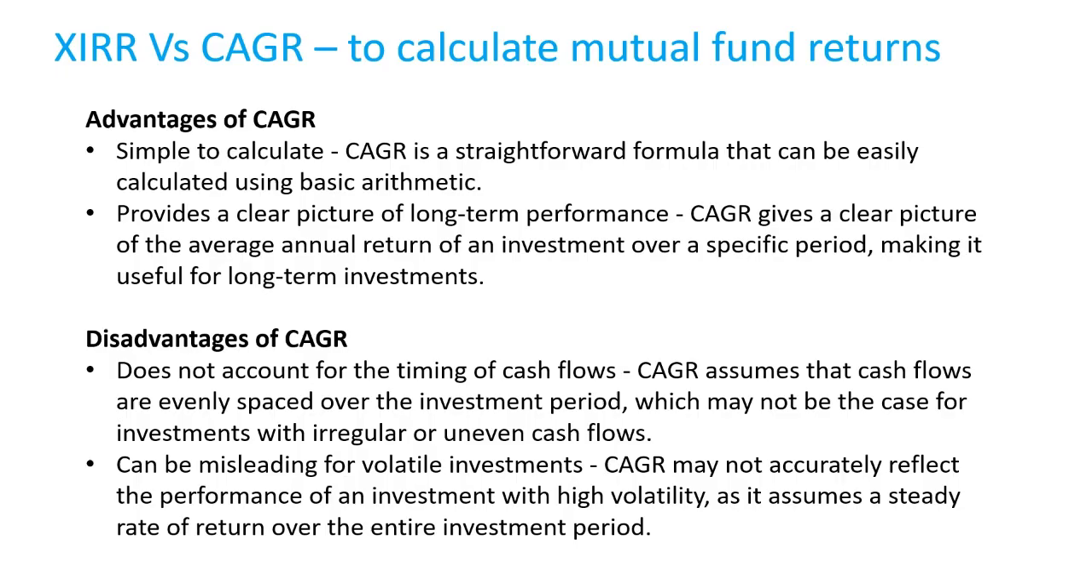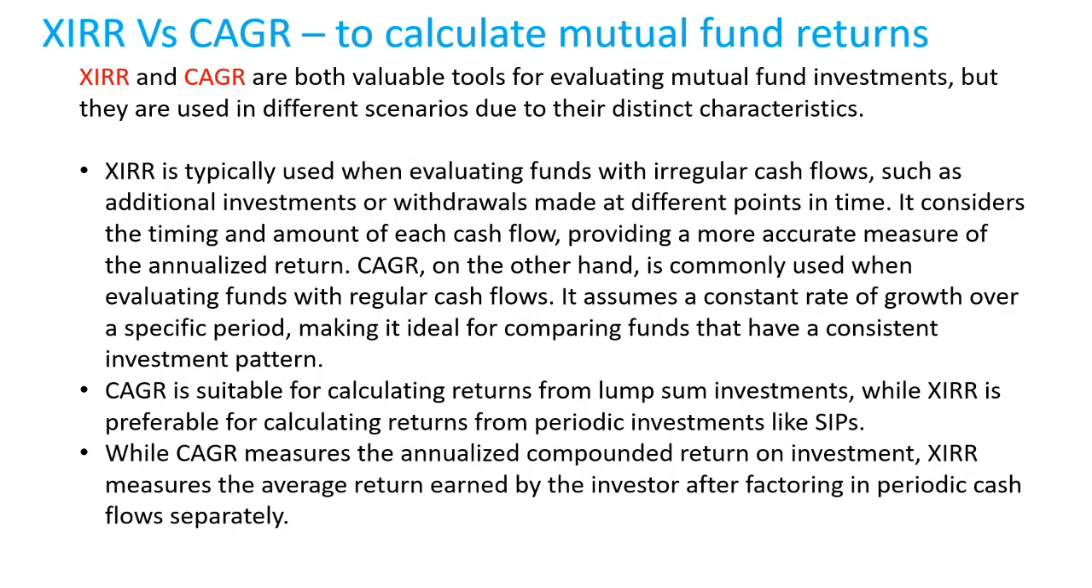And then it can be misleading for volatile investments. CAGR does not accurately reflect the performance of investments with high volatility, as it assumes a steady rate of return over the entire investment period. So these are two disadvantages. Now let's compare both the functions. XIRR and CAGR both are valuable tools in evaluating mutual fund investments. Now let's understand it clearly.